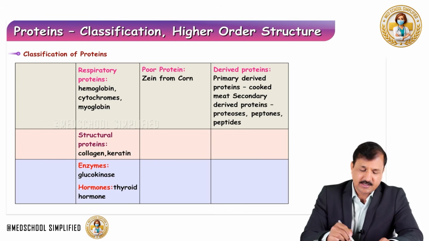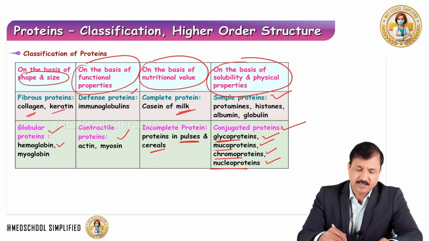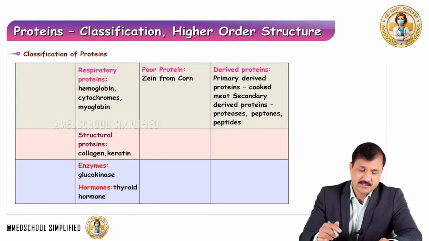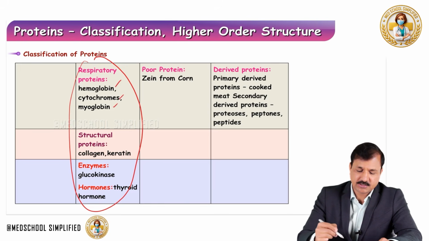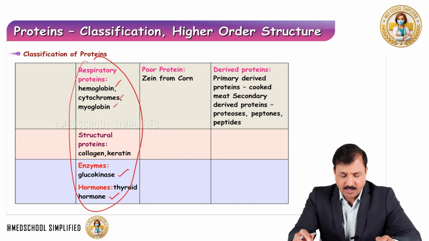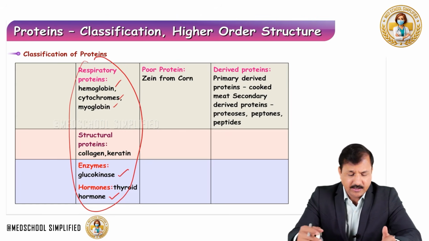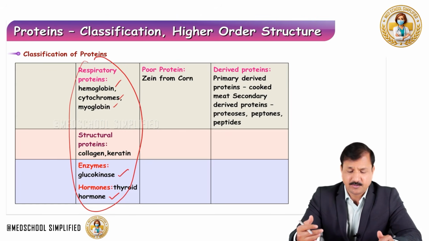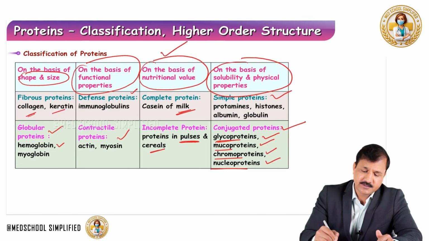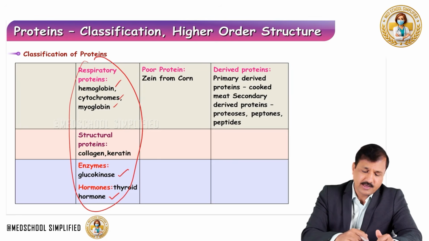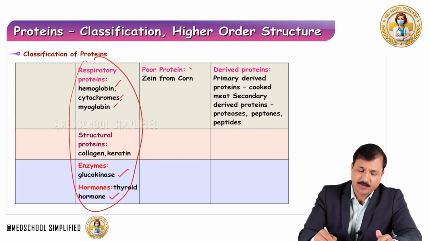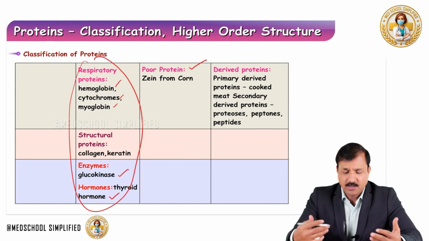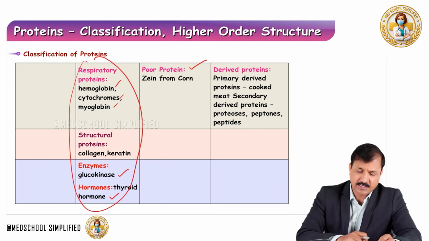Some more examples here, going with the previous categorization based on functional properties. We have respiratory proteins: hemoglobin, cytochromes, myoglobin. Then structural proteins: collagen, keratin. Enzymes: glucokinase. Hormones: thyroid hormone. Based on nutritional value, we have complete protein, incomplete protein, and then poor protein. For poor protein, an example is zein from corn, which is deficient in many essential amino acids.